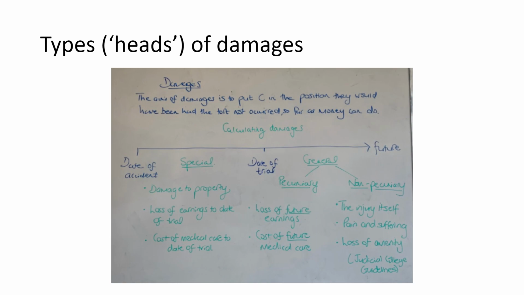So special damages include damage to property, loss of earnings up to the date of the trial, and any medical costs up to the date of the trial. And then pecuniary general damages after would include loss of future earnings and the cost of future medical care. Non-pecuniary general damages, you can always mention the injury itself, pain and suffering, and loss of amenity, which means you're not able to do something that you previously enjoyed. So if you have gone blind, you can no longer read. If you've lost a leg, you can no longer play football, for example. All of those things you can use the Judicial College guidelines to help you calculate them.